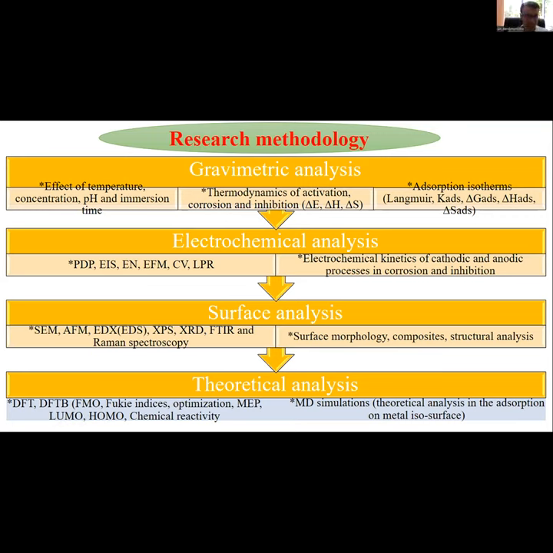The next one is surface analysis. Surface analysis maybe scanning electron microscope, atomic force microscope, EDX, EDS, XPS, XRD, and FTIR or other spectroscopic techniques. The last one, theoretical analysis. In this analysis, you need to use computational chemistry, for example, DFT, DFTB, frontier molecular orbital, density functional theory, Fukui indices, optimization, molecular electrostatic potential, LUMO, HOMO, and chemical reactivity analysis. The next part of computational analysis is molecular dynamics or Monte Carlo simulations. In this analysis, you can find electrostatic interactions on the metal surface.